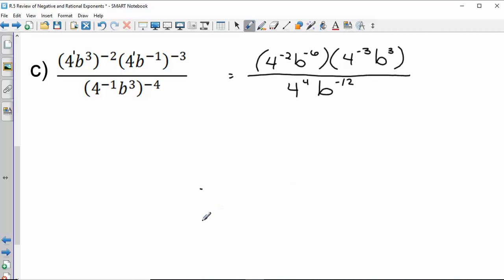Okay, let's keep simplifying on the top. If I am multiplying those 4's, what do we do with their exponents? Add them. So negative 2 plus negative 3 is negative 5. With my b's, negative 6 plus 3 is negative 3.